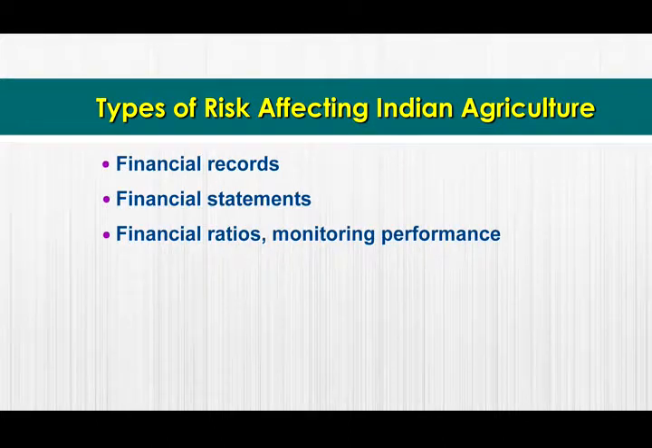Managing financial risk requires records. We should have a complete record at the farm level. We can prepare various financial statements, which provide the history of the business and the data needed to calculate financial performance. We can prepare financial statements like the balance sheet, income statement, and projected and actual cash flow. Then we have to calculate ratios like debt to asset and debt to equity. These are important ratios which help in monitoring performance in the agriculture sector.